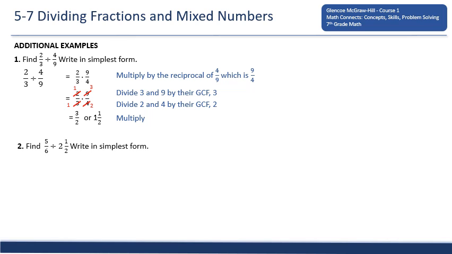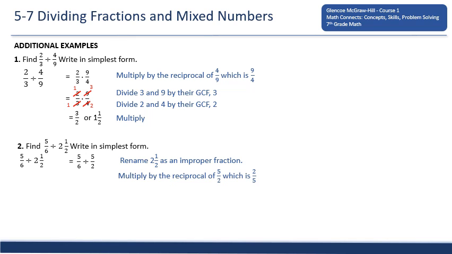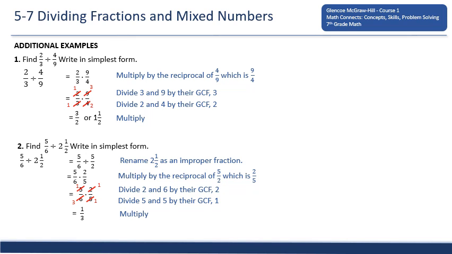Find 5/6 divided by 2.5. Write in simplest form. So 5/6 divided by 2 and 1/2. We need to convert 2.5 to an improper fraction. So we get 2 times 2 is 4, plus 1 is 5 in the numerator. So we get 5/6 divided by 5/2. Now we need to multiply by the reciprocal of 5/2, which is going to be 2/5. 5/6 times 2/5. And we can simplify. 2 goes into 2 once, 2 goes into 6 3 times, 5 goes into 5 once. We get 1 times 1 over 3 times 1, which is 1/3.